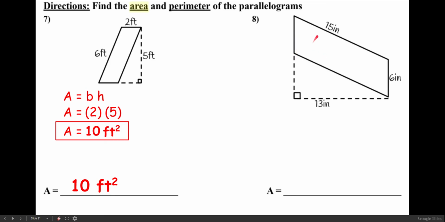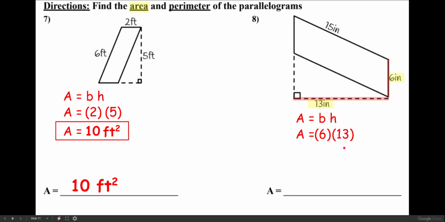We've got the area, and we've also got one of those weird ones. What's our base? What's our height? Well, technically, this forms a 90-degree angle with this up here. So this right here is our base. And if this is 6 right here, then this is also 6. So our base is 6, and our height is 13, not 15. So area equals 6 times 13.